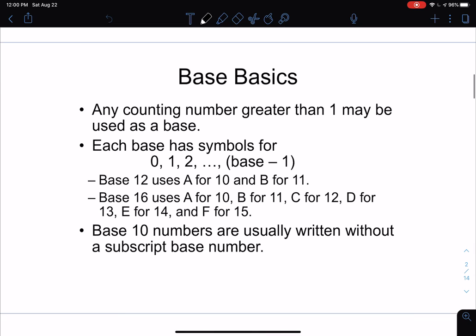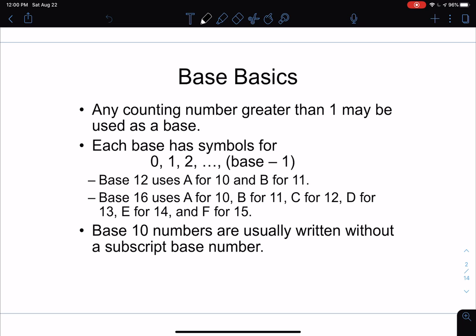Okay, so here's some basics. We've touched on these previously, but let's go over them again. You can use any counting number greater than 1 as a base. So you can have a base 2, base 3, base 4, base 5, base 6, base 7, base 8, base 9, base 10, base 11. Each base will have symbols for 0 through 1 less than the base. So like base 2 has symbols for 0 and 1. Base 8 has symbols for 0 through 7.